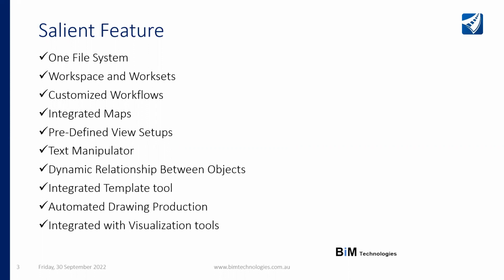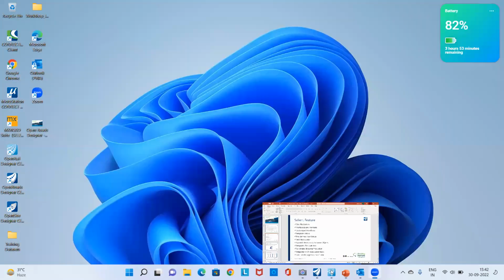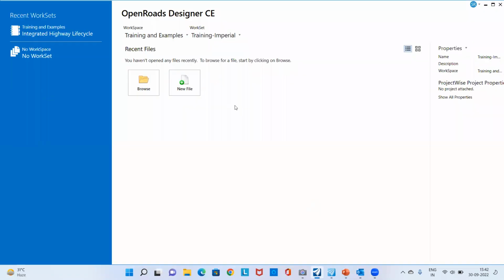It also comes with an integrated visualization tool. So if you need to do visualization to show any of the stakeholders, you can do it. You don't need any third-party tool. And also it can handle a large volume of data. So these are the salient features. Now let's jump onto the software, and I'll show you how you can do roadway modeling quickly in OpenRoads Designer.